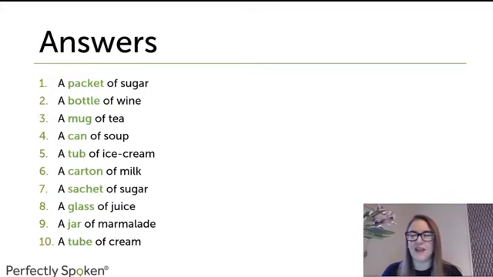Okay, were you able to think of 10 different containers there? Well, let's check what I've put and compare them to your answers. So I had a packet of sugar, a bottle of wine, a mug of tea, a can of soup, a tub of ice cream, a carton of milk, a sachet of sugar, a glass of juice, a jar of marmalade, and a tube of cream.